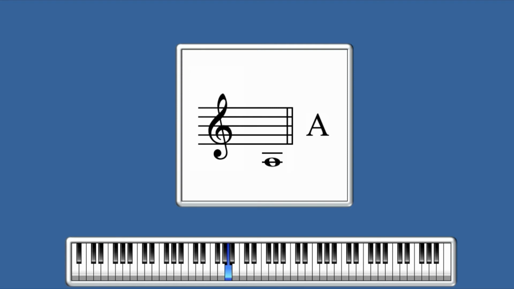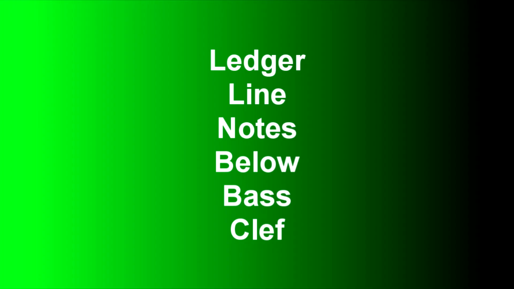The next note, A3. The next note, C4. The next note, G6. And lastly, the last note was E3. If you got all of those right, good going. If you didn't, that's okay. Keep studying.